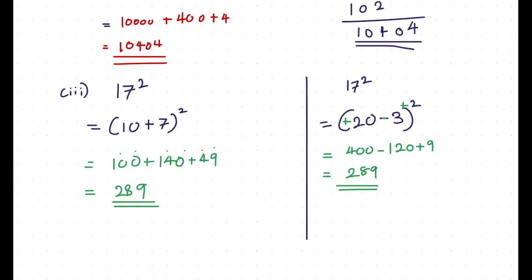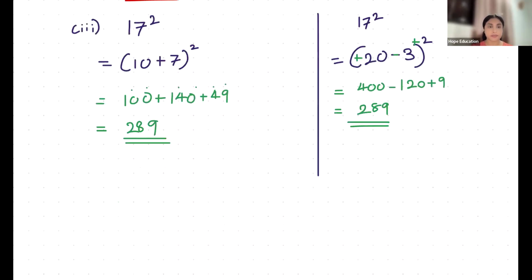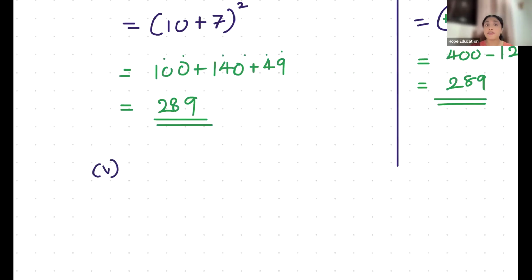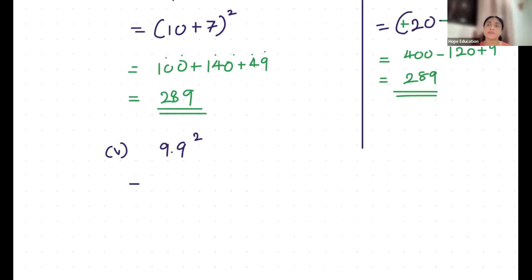Is this clear to all of you, Lamai? Yes. Others? All right. Then lastly, we have Roman number 5. Roman number 5, we have 9.9 squared. How would I write 9.9 squared in an easier way? How would you write 9.9 squared in an easier way?